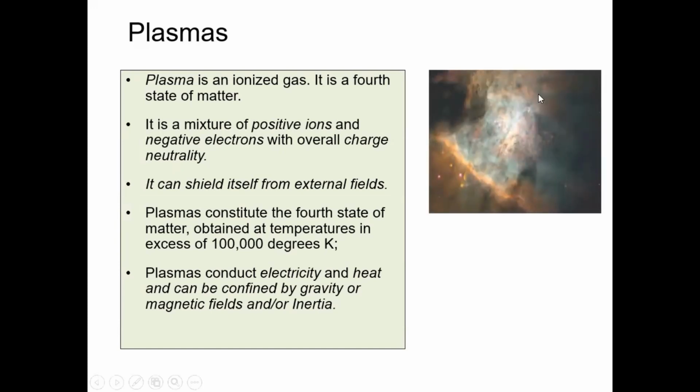The stellar masses all have this state, plasma, with them, and the plasma becomes visible when light in the visible spectrum is emitted as the charged particles are accelerated or decelerated.